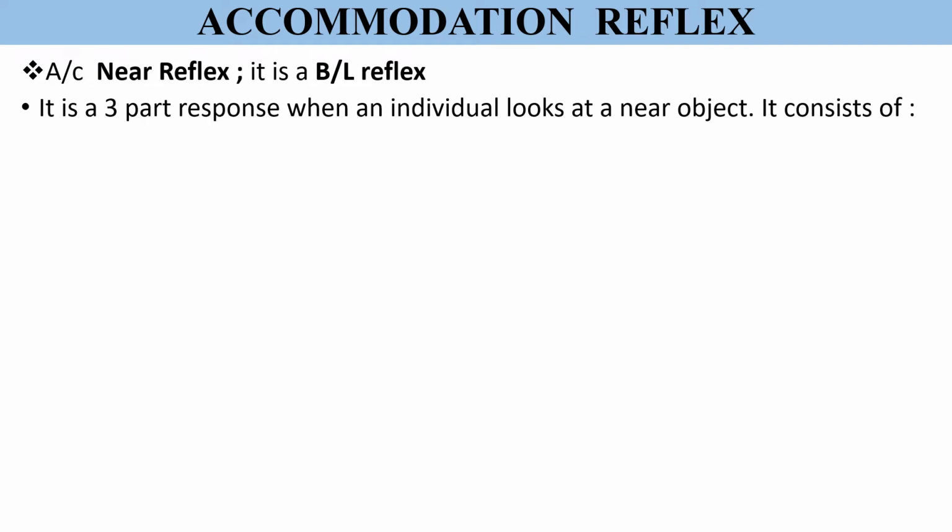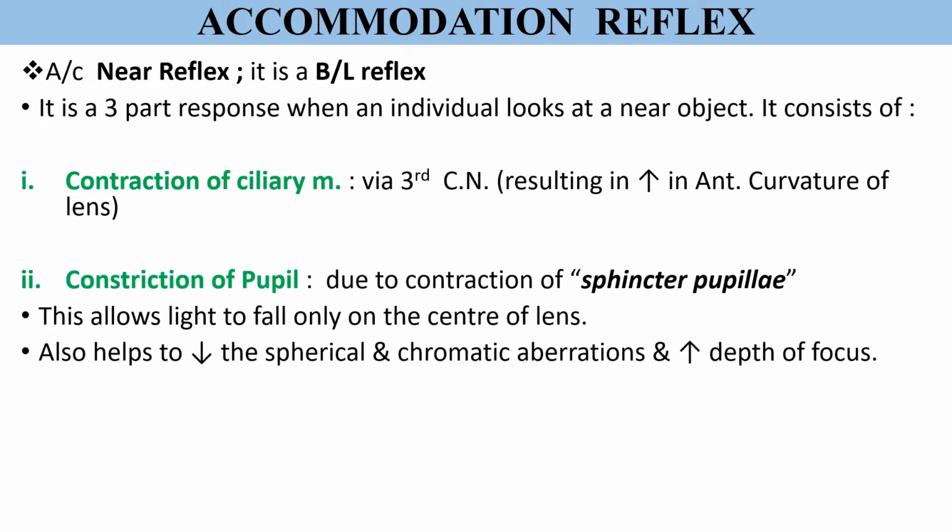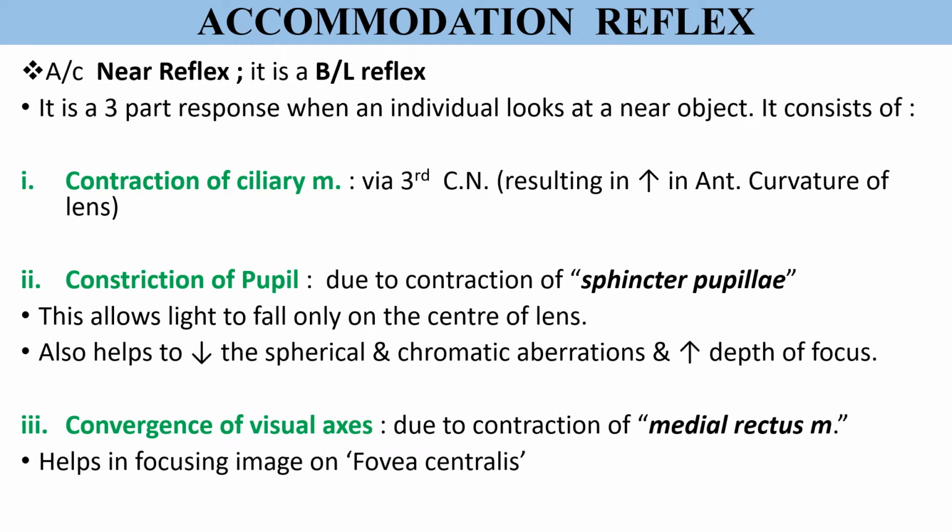This near reflex has three-part responses whenever a person sees a nearby object, and these are: firstly, the contraction of the ciliary muscle that changes the anterior curvature of the lens; second is the constriction of the pupil due to contraction of the sphincter pupillae muscle; and third is the convergence of the visual axis due to the contraction of the medial rectus muscle of the eye. All the three components of this reflex occur at the same time during an accommodation reflex.